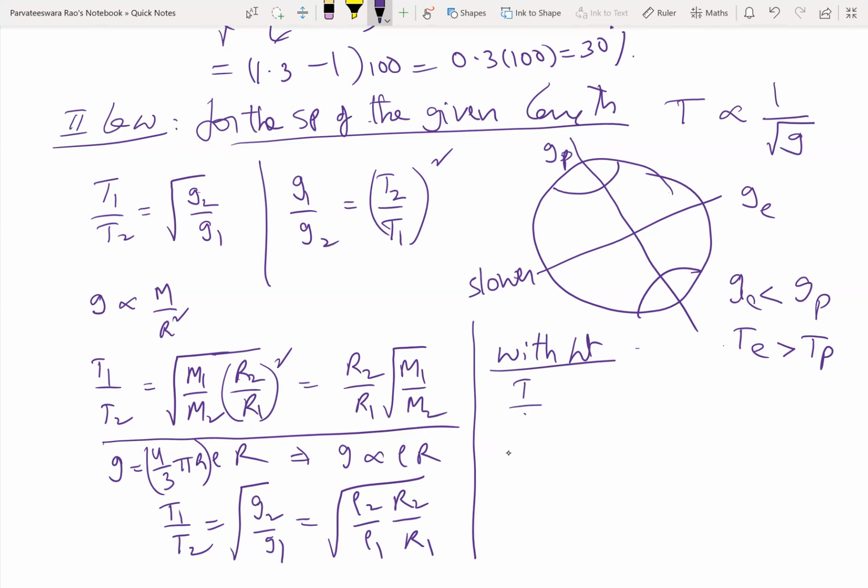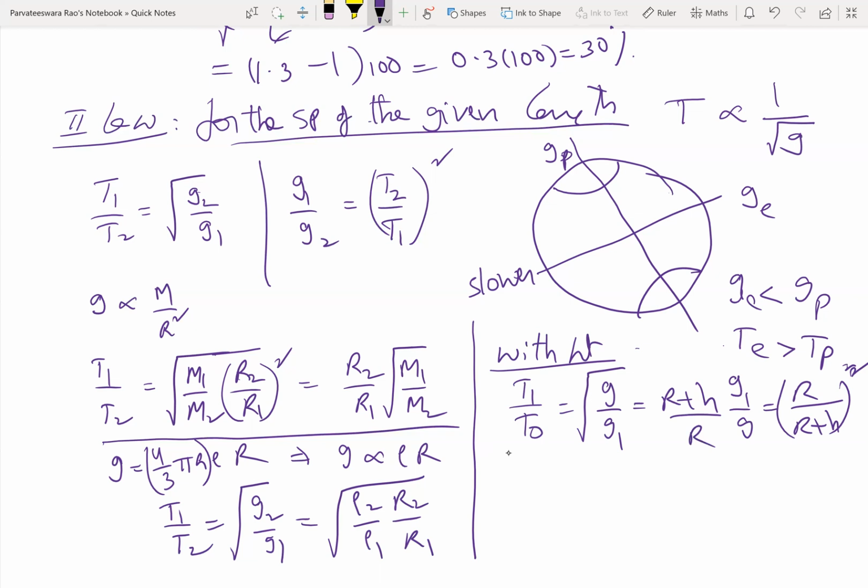T by T naught is equal to root of G by G1. And what formula you got there? G1 by G is equal to R by R plus H whole square. So we want G by G1, means R plus H by R, because the square is there, will go.